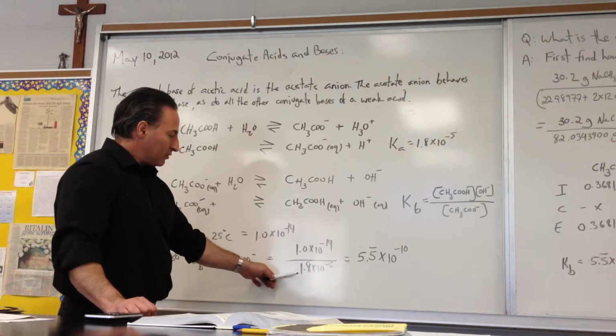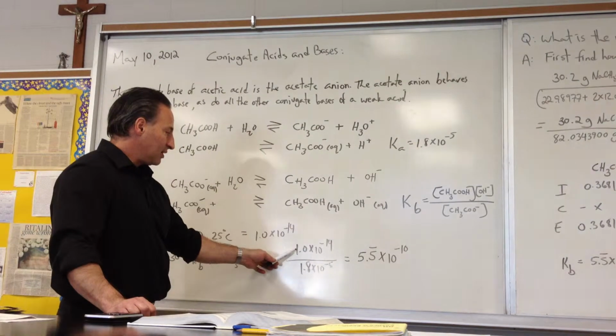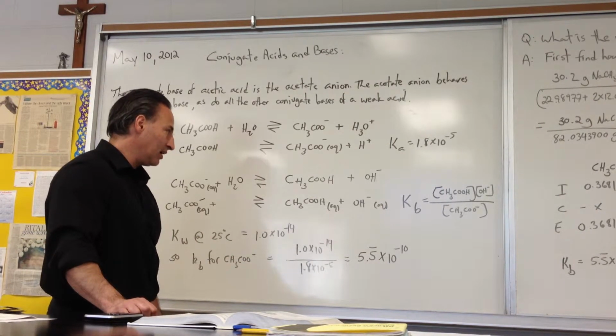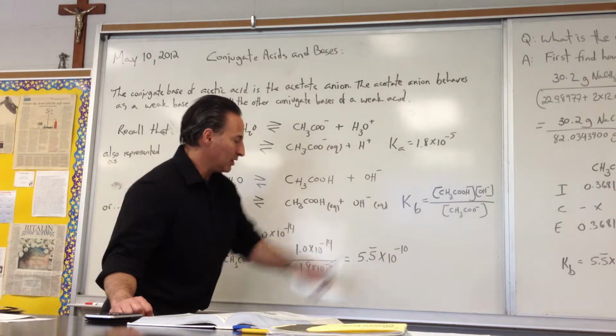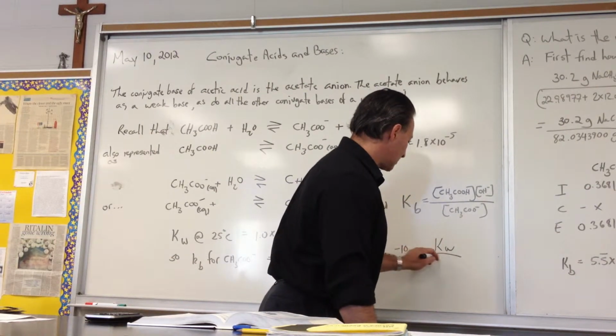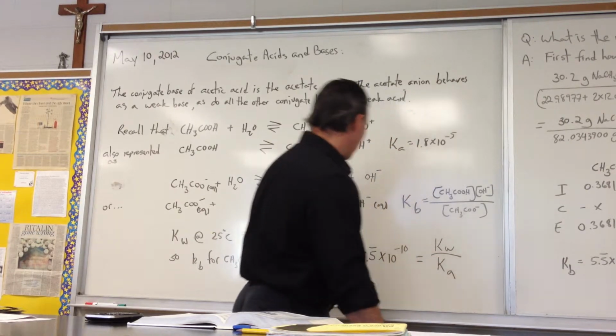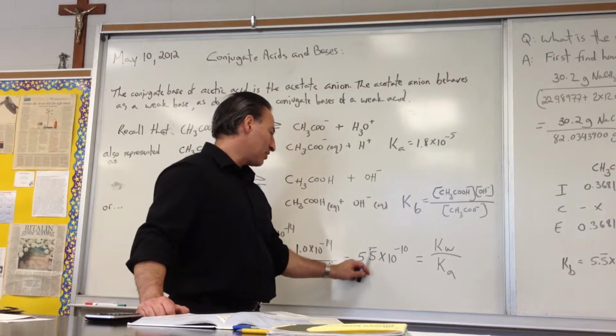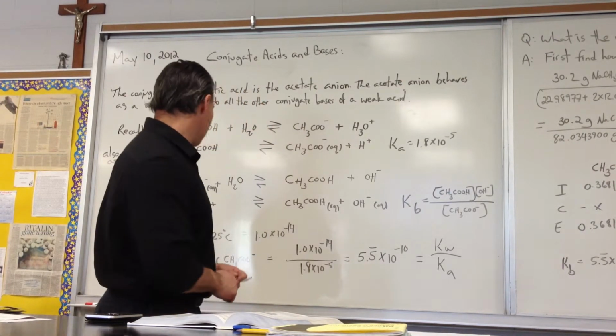The Ka value for acetic acid is 1.8 times 10 to the minus 5, whereas the Kw for water is 1.0 times 10 to the negative 14. So if you take Kw and divide it by Ka, you'll get the value of Kb. Just throw that in as a reference. So the value for Kb for the acetate anion is 5.5 recurring times 10 to the minus 10.